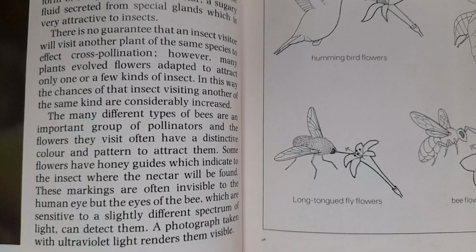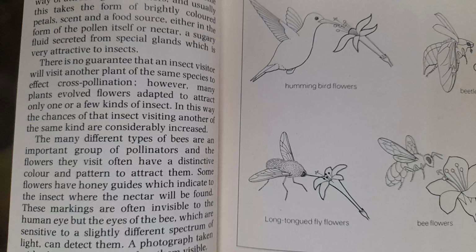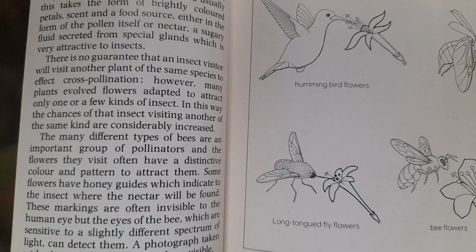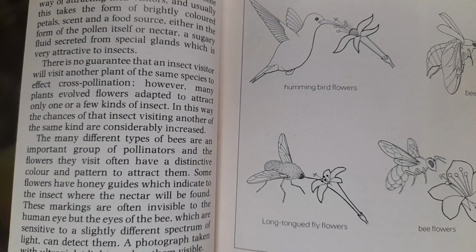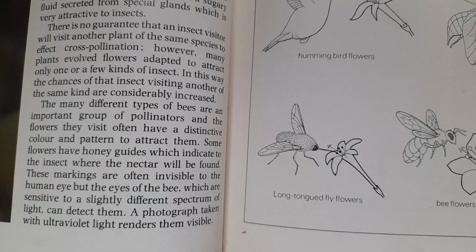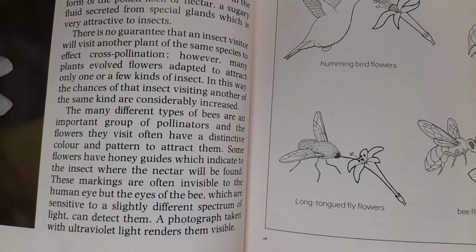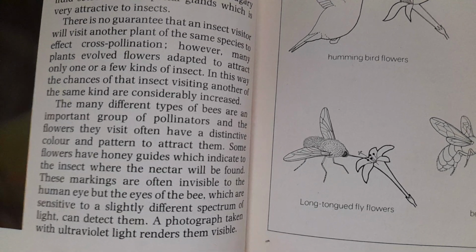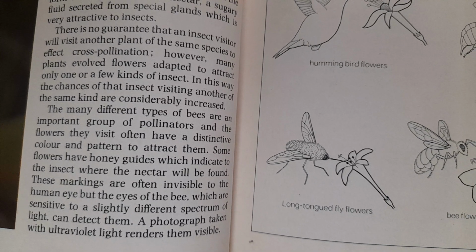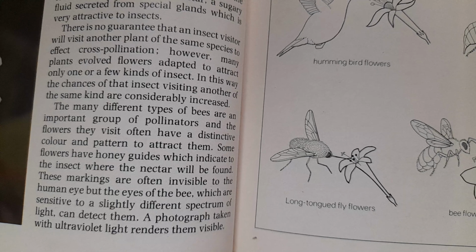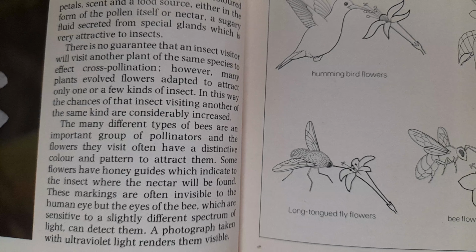And here, the many different types of bees are an important group of pollinators. The flowers they visit often have a distinctive color and pattern to attract them. Some flowers have honey guides which indicate to the insect where the nectar will be found.